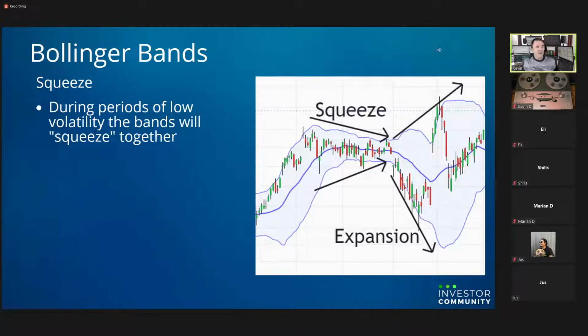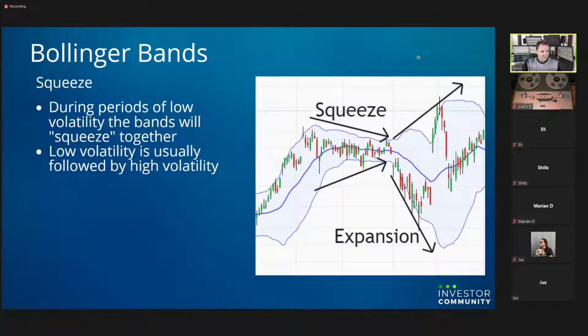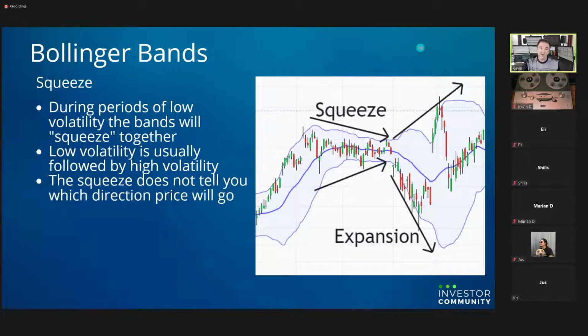So like I said, the bands squeeze together during a period of low volatility. Low volatility is followed by high volatility. The squeeze, unfortunately, does not tell you which direction to go. You have to wait for price action to tell you that. Just because we've got the Bollinger Bands squeezing together, we don't know where this is going to go next.